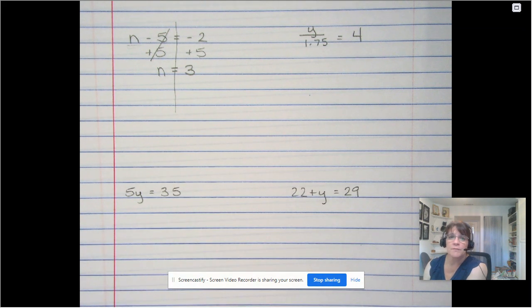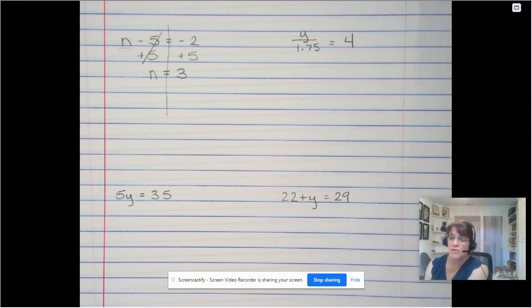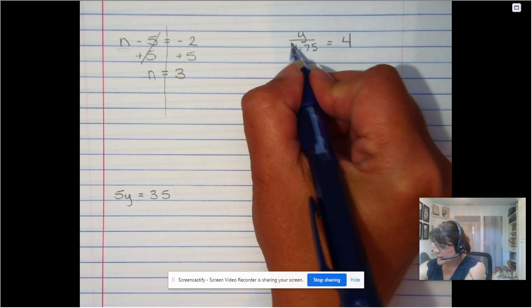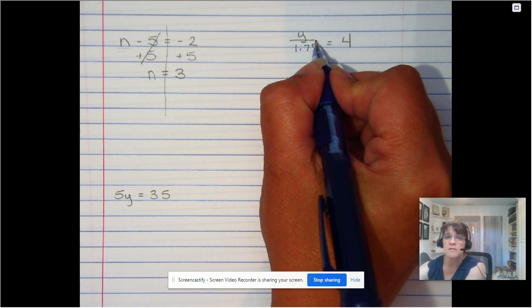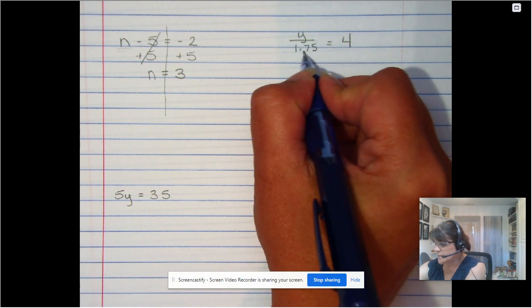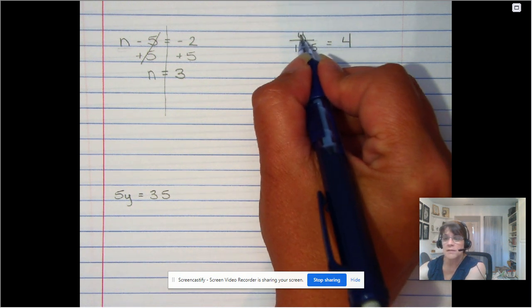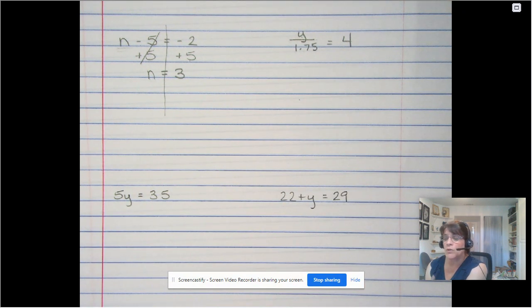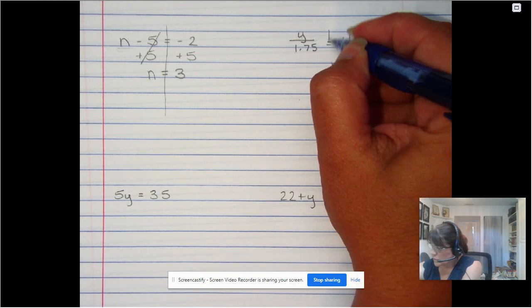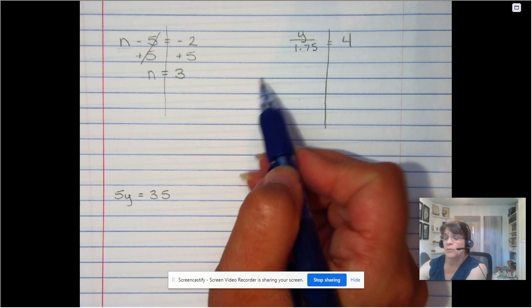Okay. Now, this next one is really, really ugly. It has a decimal inside of a fraction, which is just, wow. Please remember that anytime you have this fraction bar, that just means division. So this is saying that y divided by 1.75 equals 4. Well, we just don't know what y is. So again, we're going to use an inverse. We're going to use the opposite. So right now I have division happening, which means I want to use a multiplication property.